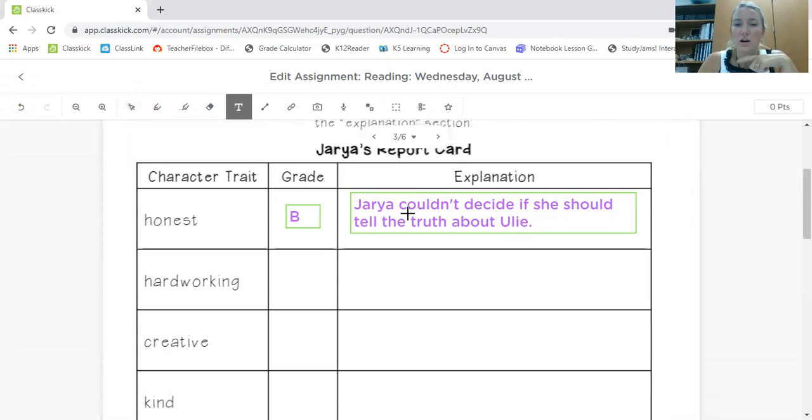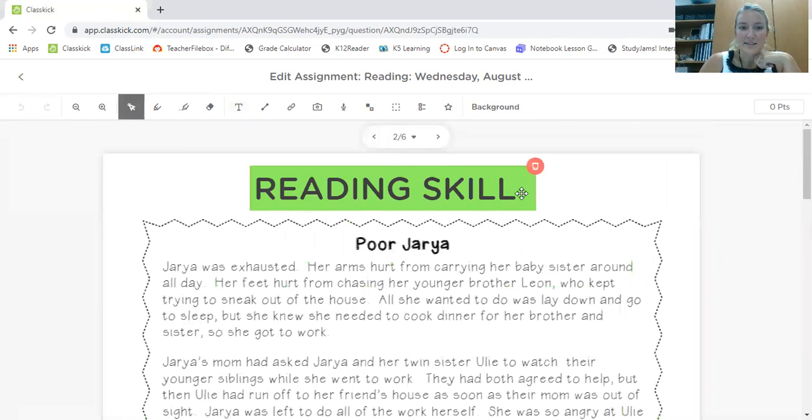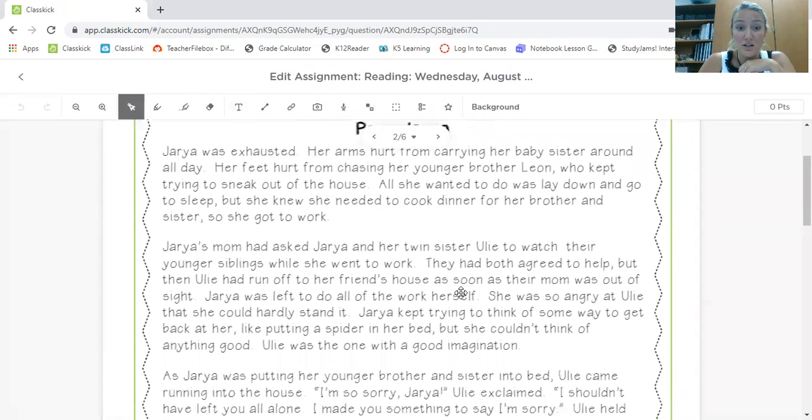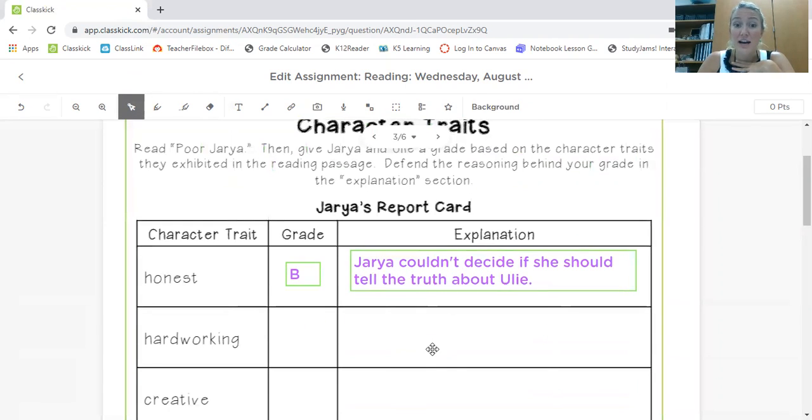All right, what about hardworking? Let's go back into the text and see what she did at the beginning. Jarya was exhausted. Her arms hurt from carrying her baby sister. This first paragraph was talking about her helping around the house. She was working really hard. And then her sister left and she still had to keep working. So I would think that Jarya is very hardworking.